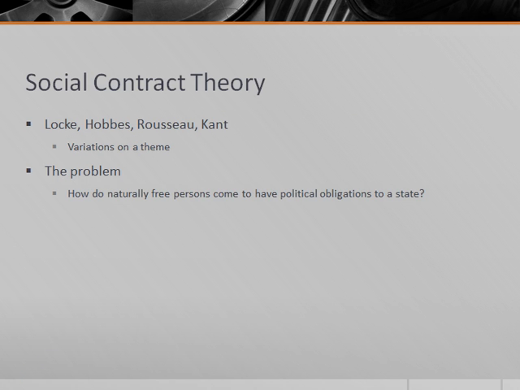Now, social contract theory didn't start with John Locke, and many famous early modern political theorists endorsed some kind of social contract theory. We've already looked at Hobbes in this class. We're looking at Locke. We're not going to get a chance to look at Rousseau and Kant, and earlier Hugo Grotius and Samuel Pufendorf in Germany also had variations of a social contract theory. But all of these theorists are addressing fundamentally the same problem. How do people who are born naturally free come to have political obligations to a state?